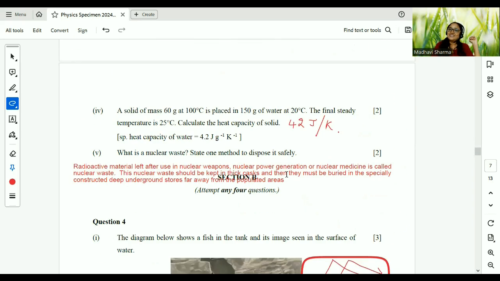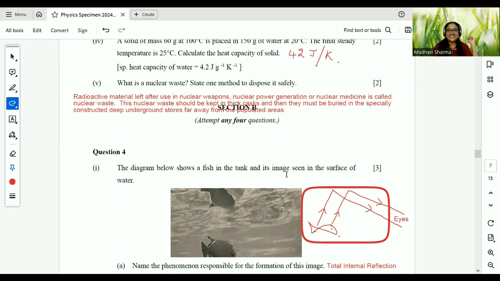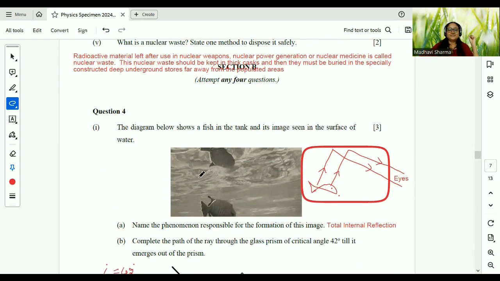And now with that, the section is complete. So fast we did it, in approximately 10 minutes. Let's go to section B.